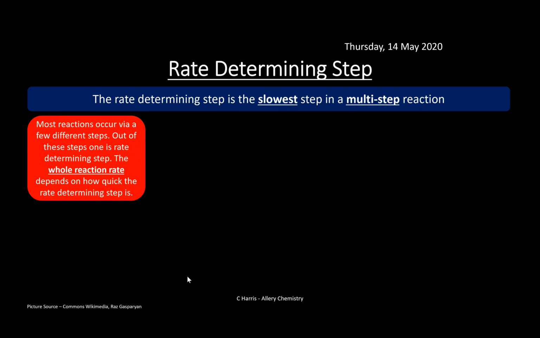So most reactions, like I say, occur via multiple steps, and out of these steps, one of them is the slowest step, and by speeding that slowest step up, that's the one that's going to have the greatest impact on the overall rate of the reaction. So if we can do something with the slowest step, we have a bit more of an impact.